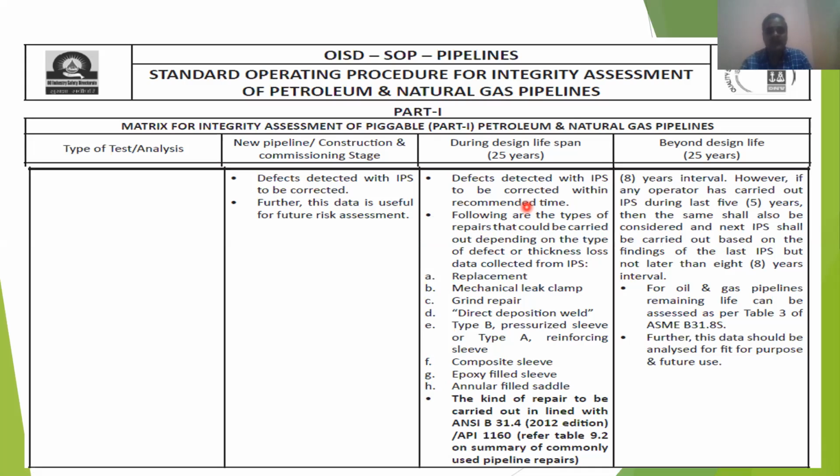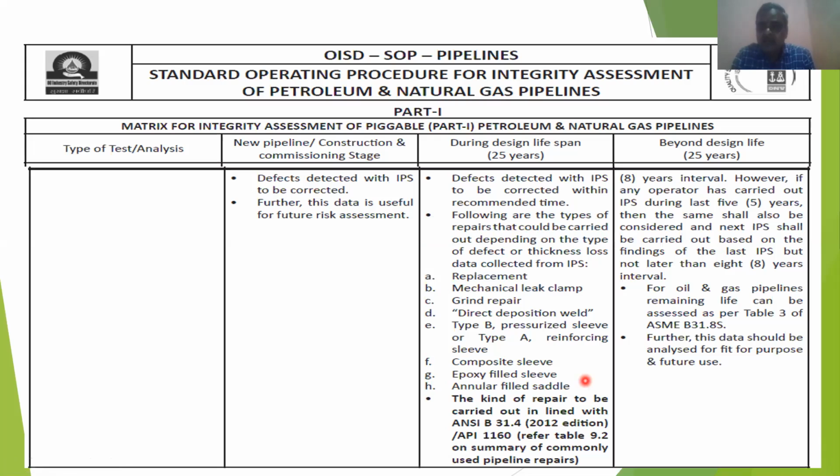IPS, after completion of IPS, he will come to know the non-compliances and defects. Analyze the defect and repair the defect as per these guidelines A to H, and as per ANSI B31.4 and API 1160. Table 9.2 on summary of commonly used pipeline repairs. So what type of repair you should do is very clearly specified. So go through that, okay, during 25 years of lifespan.